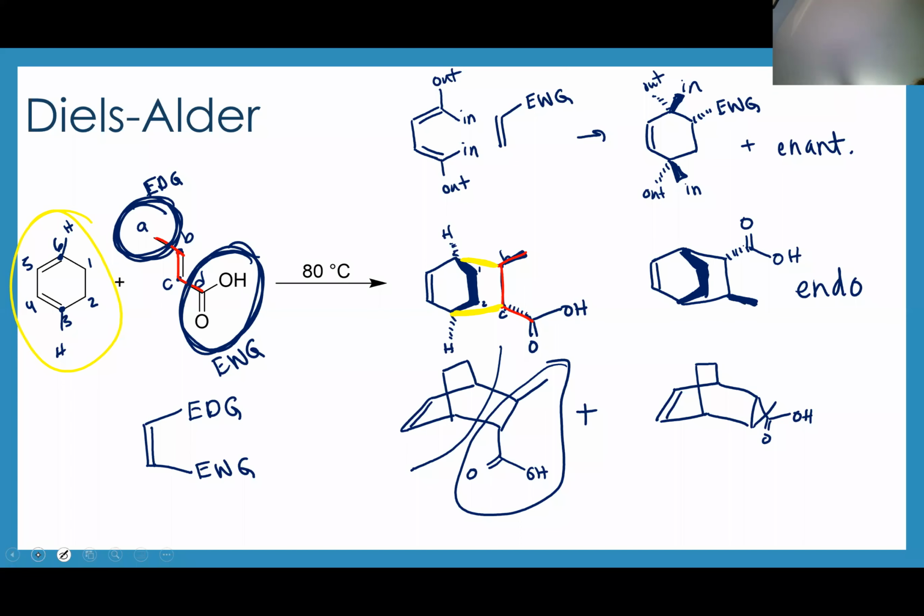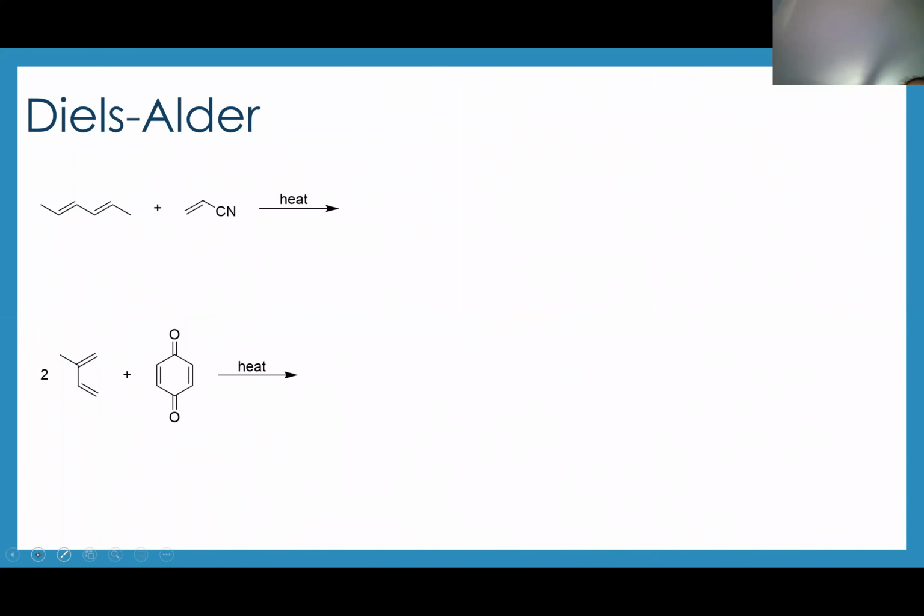Okay, let's look at our next problems. So I drew out two Diels-Alder reactions. Notice this one uses two equivalents of the diene. I want you to go ahead and take about a minute apiece.